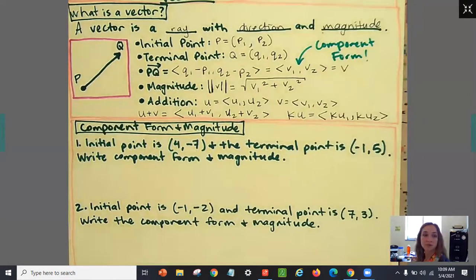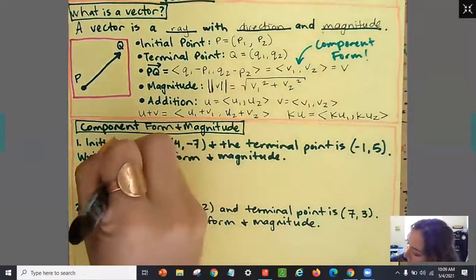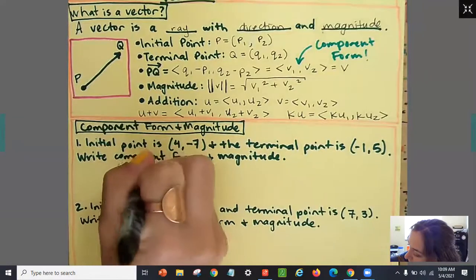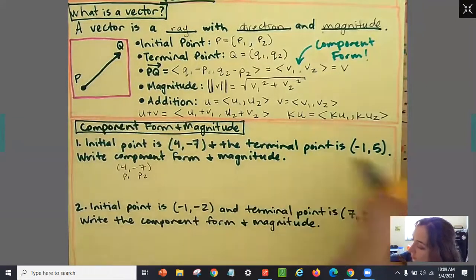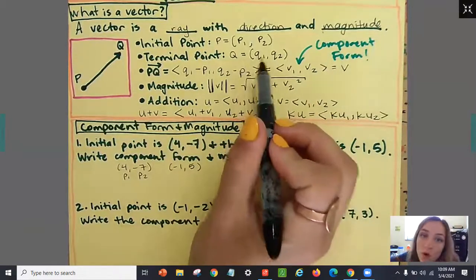Okay, so now let's move on. The initial point is 4, -7. So what we're going to do is label these as P1, P2. Okay, so let's write it out. 4, -7. So this is P1 and this is P2. And then let's also write out the terminal point, which is -1, 5. And that's going to be Q1, Q2.